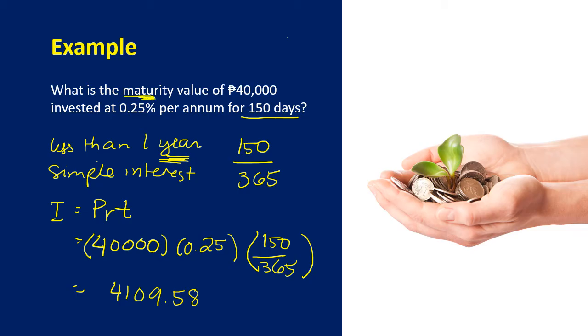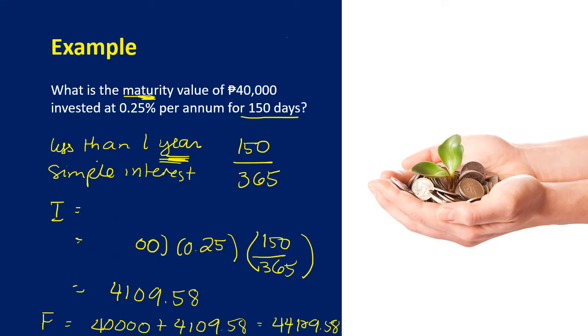But the question is maturity value. That is the same as the future value. So that's 40,000 plus 4,109.58. So that's 44,109.58. All right.